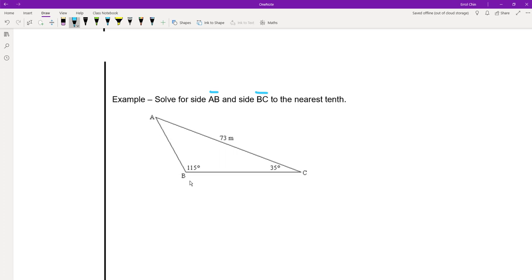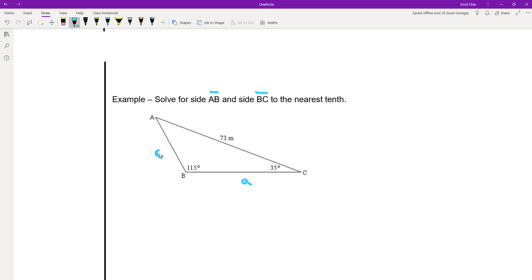So I want to know this side length. Okay, now that's opposite angle C, so why don't we just call it little c? Now BC, that's down here. Why don't we call this little a? So I'm not going to call it AB or BC anymore. I'm going to call it little c and little a.